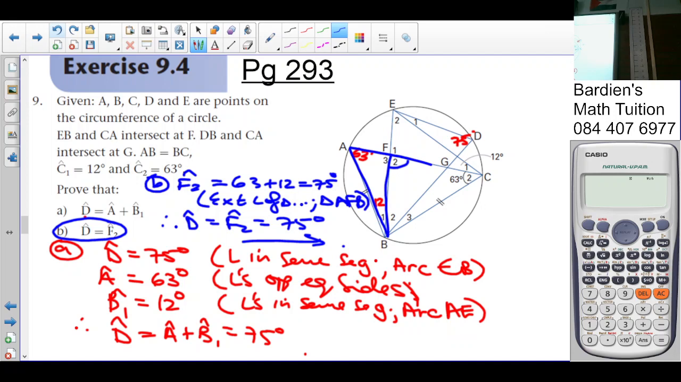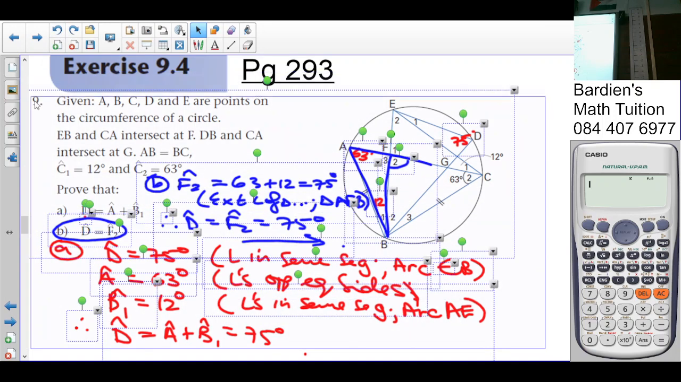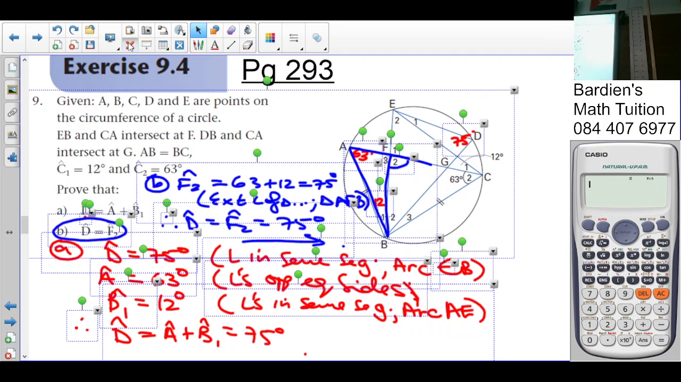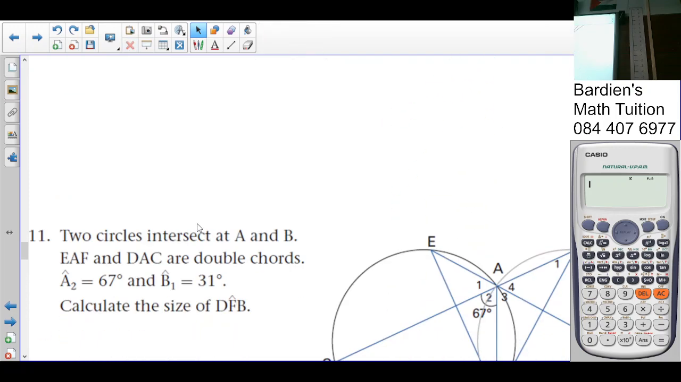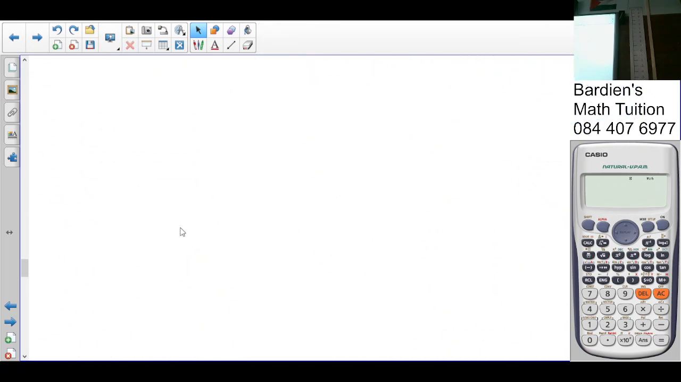That was number 9. Number 11, is there 13 as well? No?